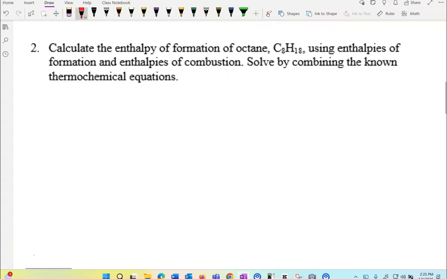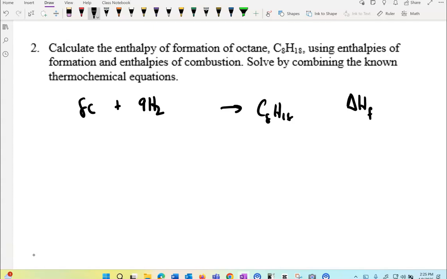Okay. Here's a good old enthalpy of formation, and we're going to try to find the enthalpy of formation of octane. So I'm going to write the formation equation. Well, if you're trying to make octane, you're going to need 8 carbons, and you're going to need 18 hydrogens. That's 9 H2s. We're trying to find the heat of formation equation. It says using the enthalpies of formation and enthalpies of combustion. So the first thing that we're going to want to do is write a combustion equation for octane.